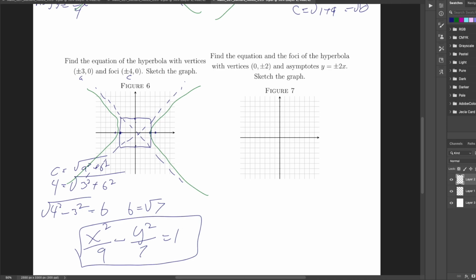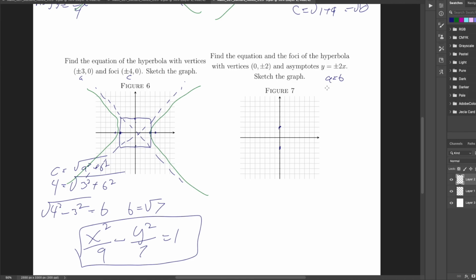Let's find out the equation. So here we have: find the equation given the vertices are 0 and 2. So now we know we're here and here. So we have a vertical one. And our asymptotes are 2 over 1, right? So if our asymptotes are 2 over 1, and I know this is 2, that means that a is equal to 2.